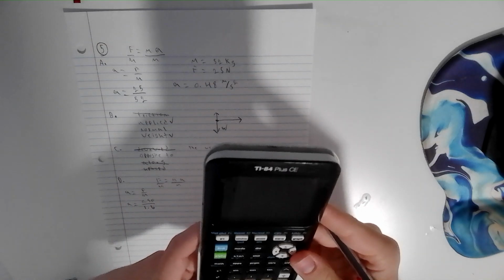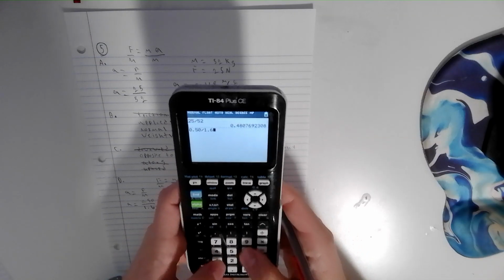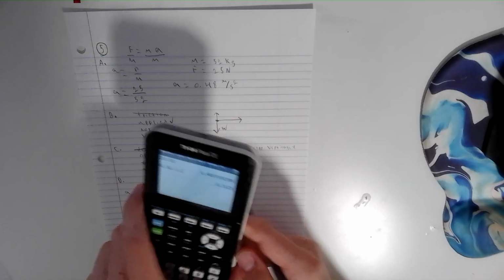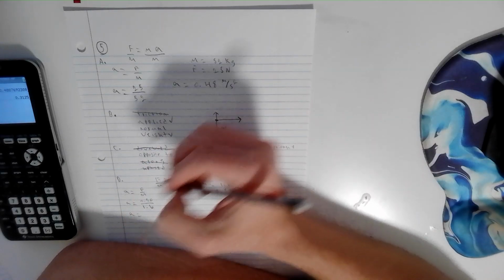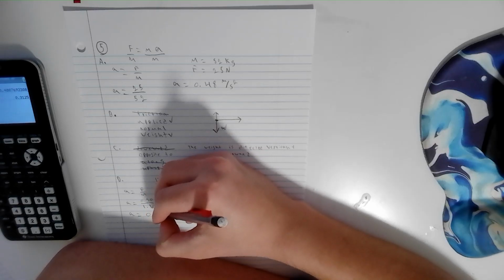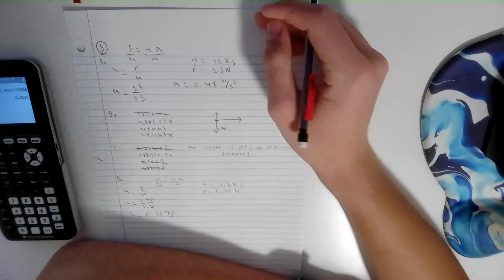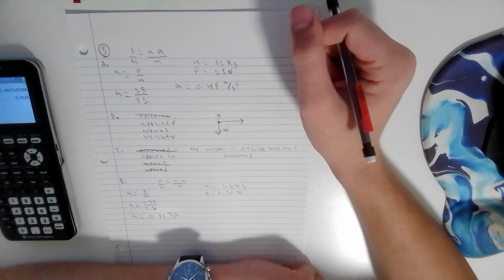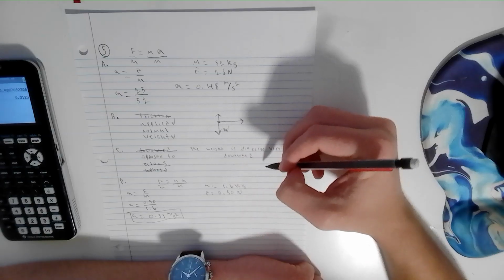And if we plug that into our calculator, 0.5 divided by 1.6, we get 0.3125, which we can round to two decimals. So acceleration is 0.31 meters per second squared. And that's that. Circle it.